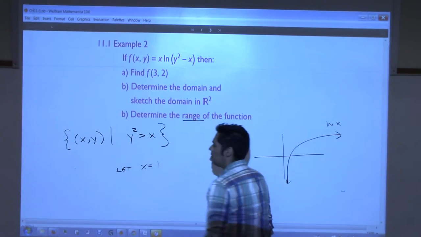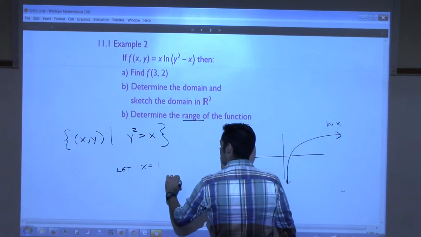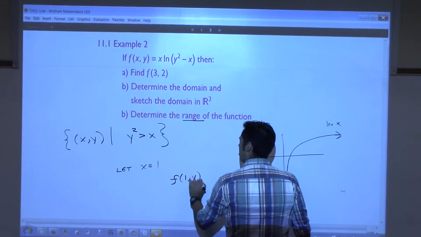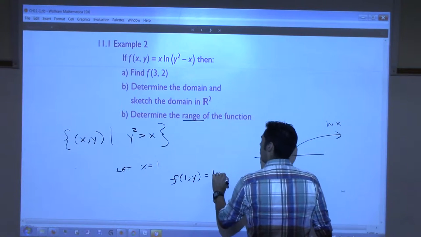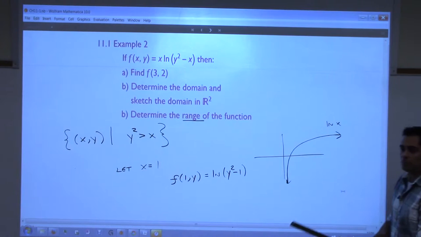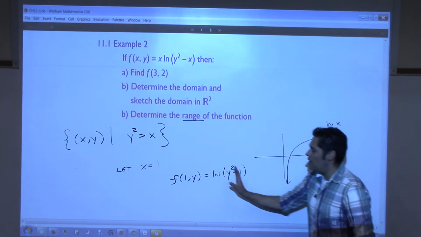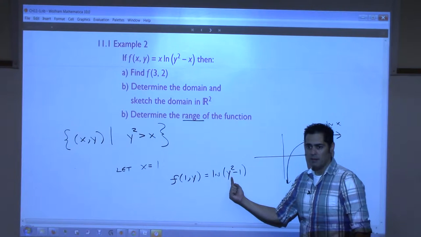Let me just fix x to be 1, okay? If x is 1, then what does that function up there turn into? F of 1, y equals natural log of y squared minus 1. Do y'all agree? Yeah? That's the way it would look. So this is now a function of just one variable, y.